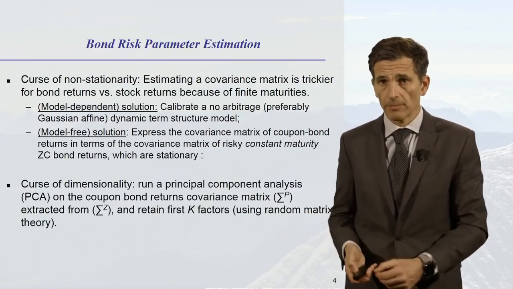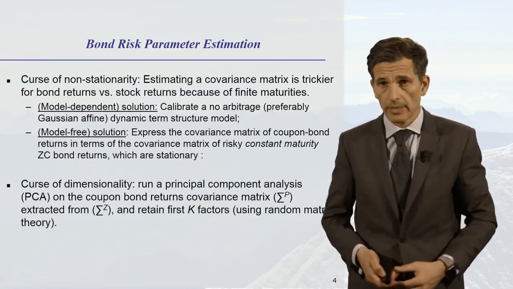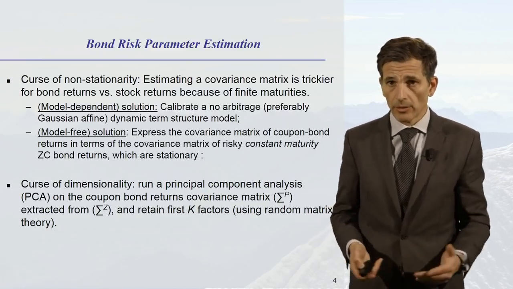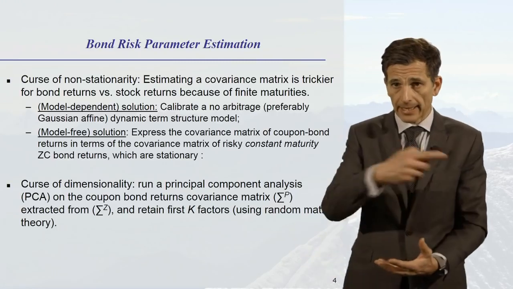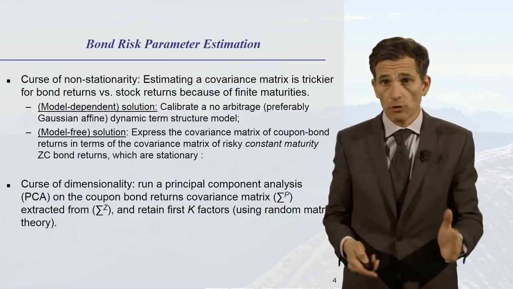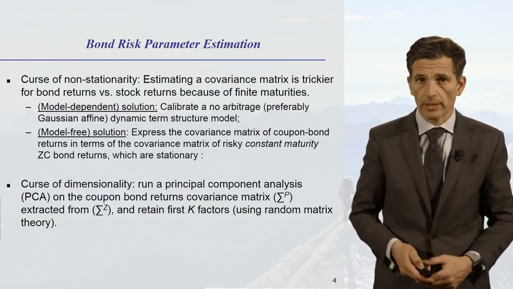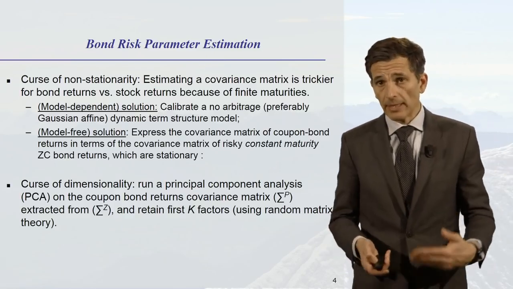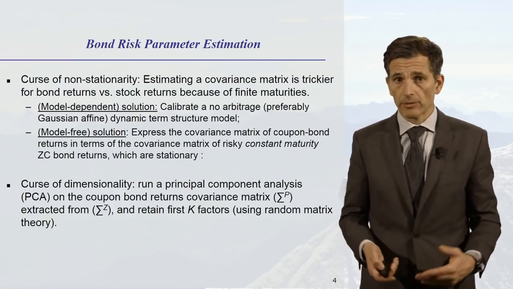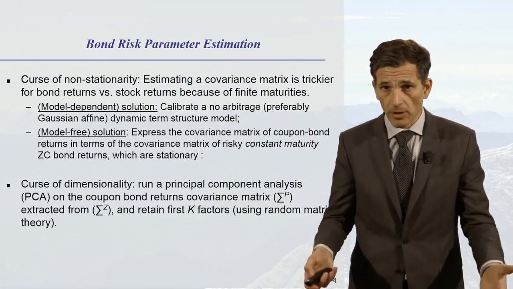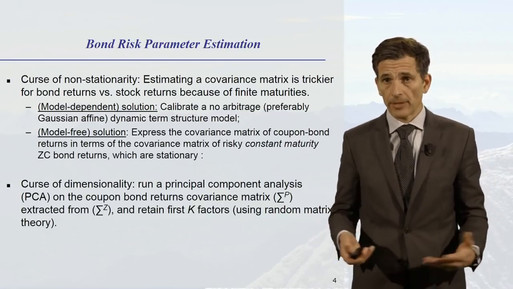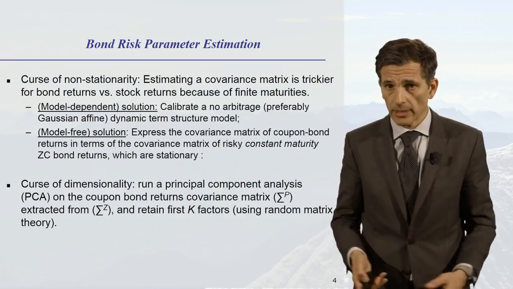Once you have estimated the covariance matrix for the pure discount constant maturity bonds, then you can map back to time-varying coupon-paying bonds. That actually works really well. Well, it works well, except that then again you're running into the next problem, which is the curse of dimensionality. There are many such bonds, and you have a limited sample size. So how do you deal with this problem?